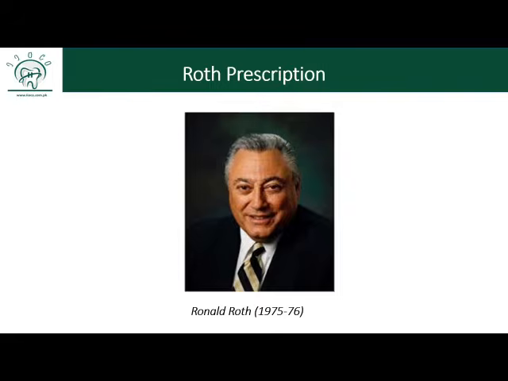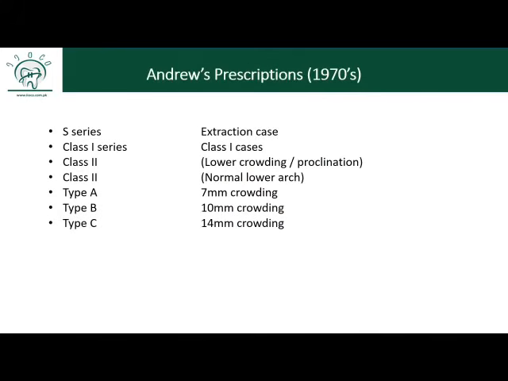So let's begin. As I told you in the last lecture, Andrews did not give a single bracket prescription. Instead, he invented multiple prescriptions, each for different cases. Like for extractions, he had different series. For crowding, depending on the severity, he had type A, B and C series. Now just imagine how difficult it was for the practitioners of that time to choose the right bracket prescription for their cases. That was the reason Ronald Roth thought to introduce a single prescription of brackets which fits best for most of the cases. And that was the reason he invented his own.